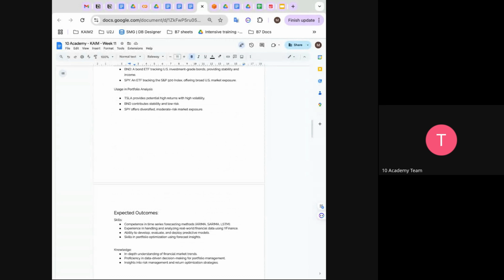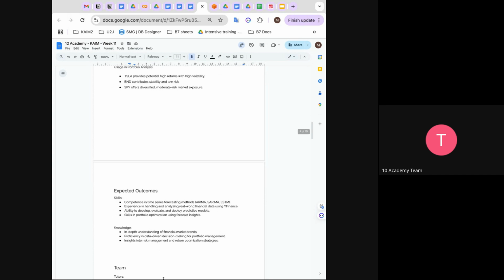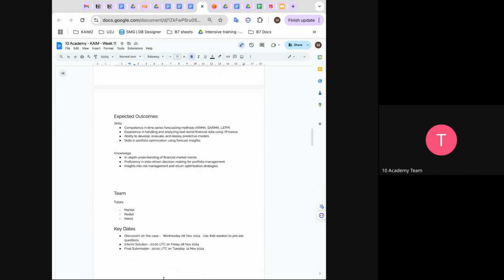So as you go deep into this challenge, you are expected to do time series forecasting, gain experience in handling financial data through Y Finance, develop and deploy predictive models, plus skills in portfolio optimization using the forecasted insight. So these are the main outcomes.